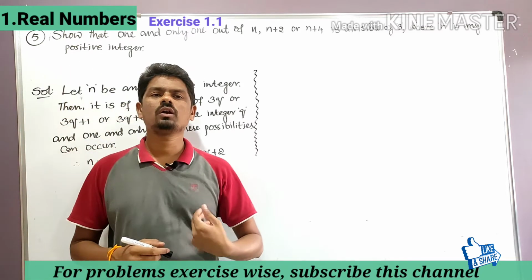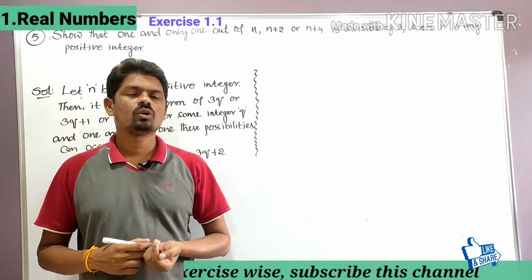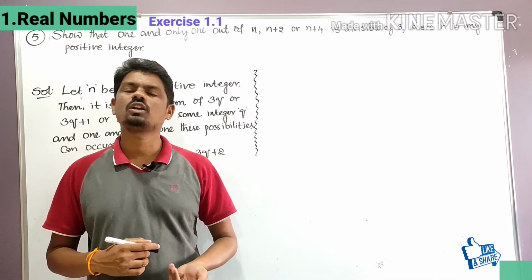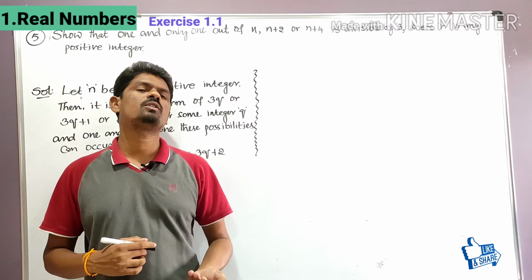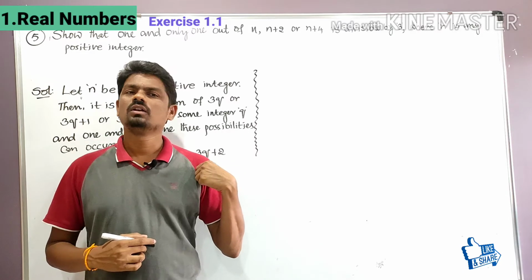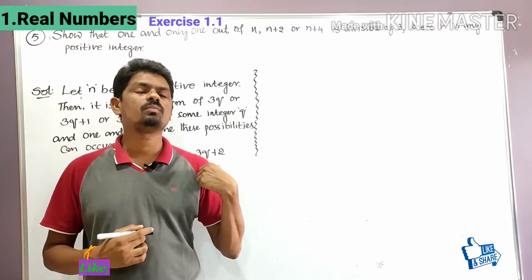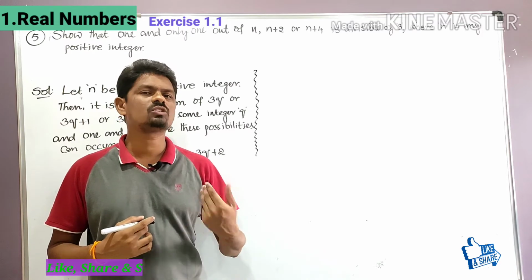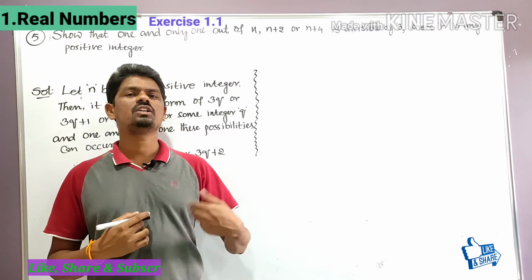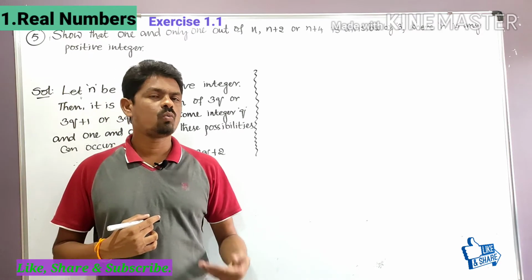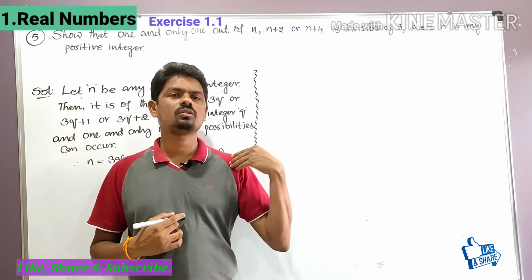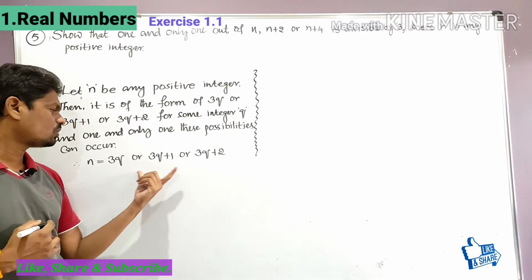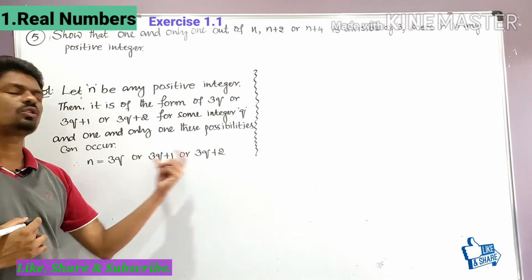So we have one statement: any positive integer is of the form 3q or 3q plus 1 or 3q plus 2. This is a proven statement we can use here. So let n be any positive integer, then it is of the form 3q or 3q plus 1 or 3q plus 2 for some integer q, and one and only one of these possibilities can occur. Here n is equal to 3q or 3q plus 1 or 3q plus 2.